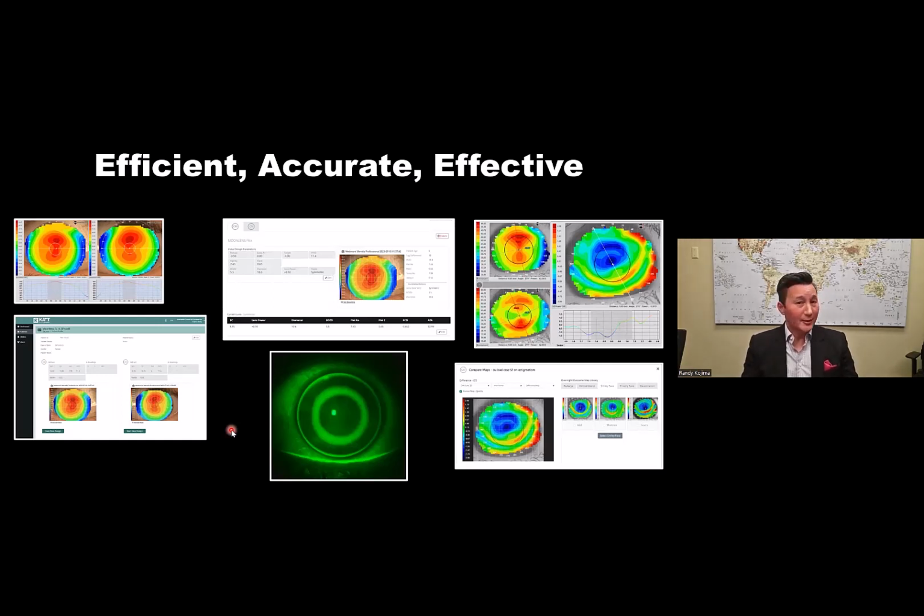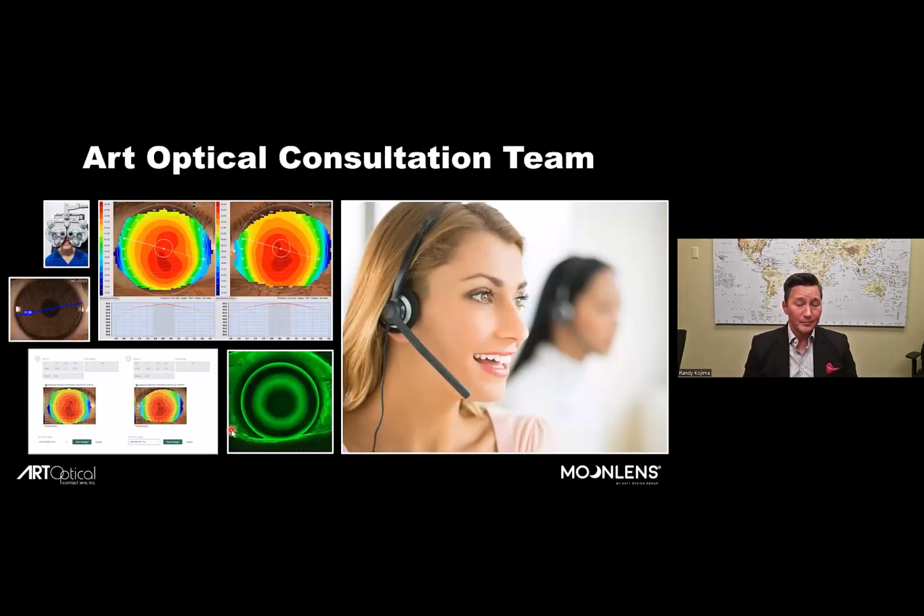And in case it's a question that comes up, what does it cost to use the software? You will receive the MOONLENS login at no charge. There's no fee to use the KATTCloud platform. It's just part of using the MOONLENS. ART wants you to have this so that you can be accurate and efficient with orthokeratology.